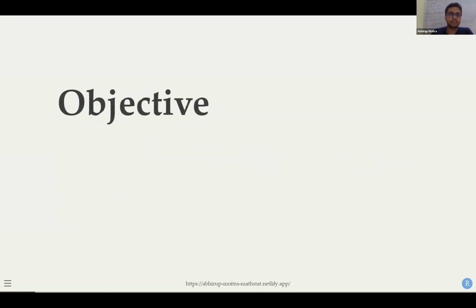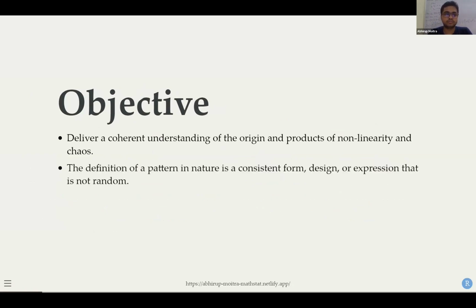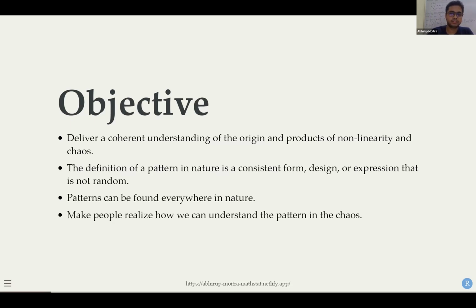So the objective of my talk is to deliver a coherent understanding of the origin and products of nonlinearity and chaos. We'll define a pattern in nature as a consistent form, design, or expression that is not random. Patterns can be found everywhere in nature. This is very important. I'll explain these things and make people realize how we can understand the pattern in the chaos.